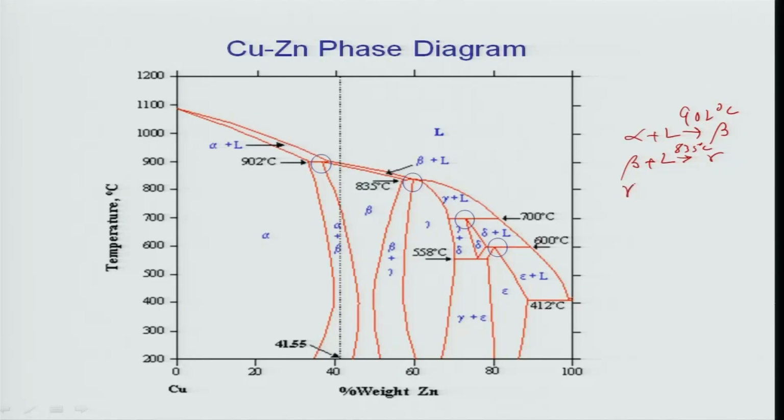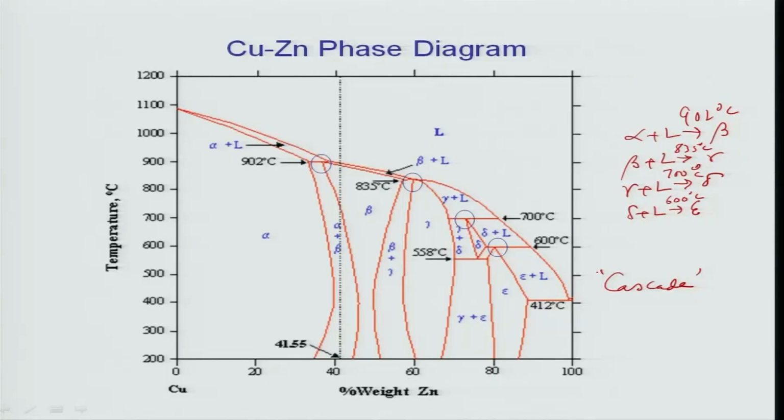Then you have another one, gamma plus liquid giving rise to delta. This is at 700 degrees Celsius, you can see here. And the last one is delta plus liquid giving rise to epsilon at 600 degrees Celsius. So this kind of peritectic reactions coming one after another is called a cascade of peritectic reactions in the literature. Cascade is like a waterfall, and you can see that it happens in brass. So if you really want to understand brass microstructure, you have to understand peritectic reactions, there is no other way.